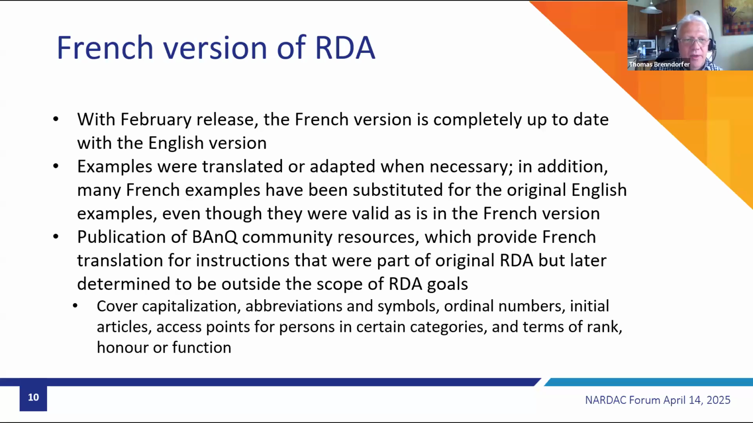The Bibliothèque et Archives nationales du Québec, the main library in Quebec, published the community resources, which provide French translation for instructions that were part of original RDA, but later determined to be outside of the scope of RDA goals. That's in the community resources section, covering things like capitalization, abbreviations, symbols, ordinal numbers, initial articles, access points for persons in certain categories, and terms of rank, honor, or function. These are not in base RDA. These are considered community resources and up to communities to maintain.